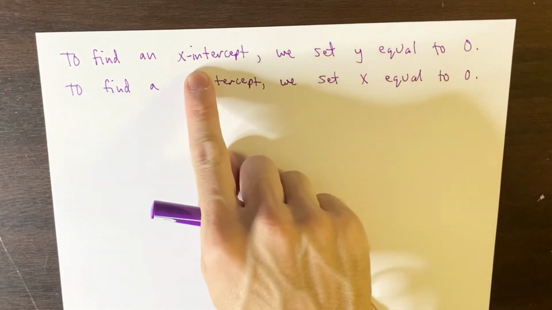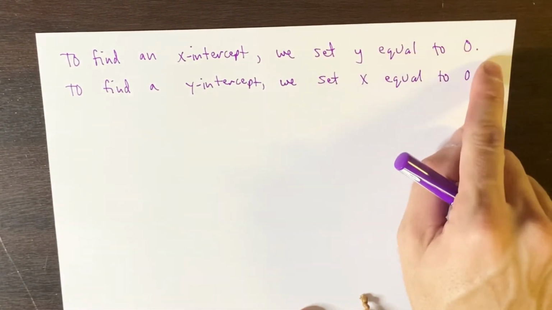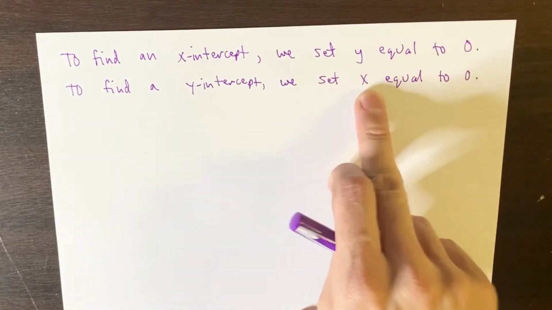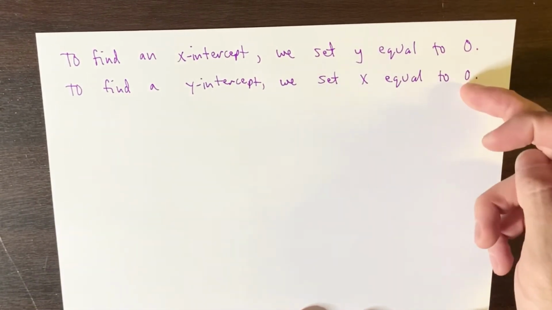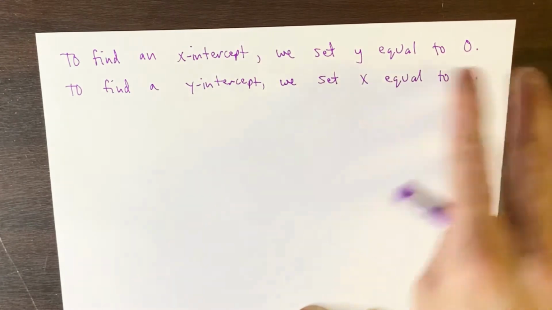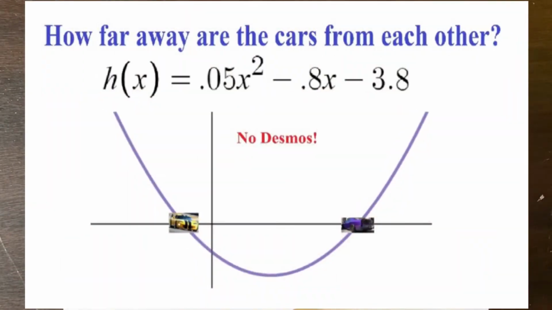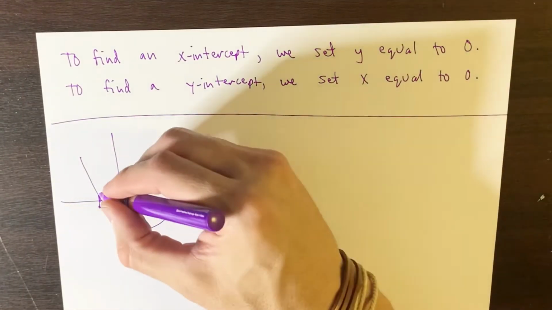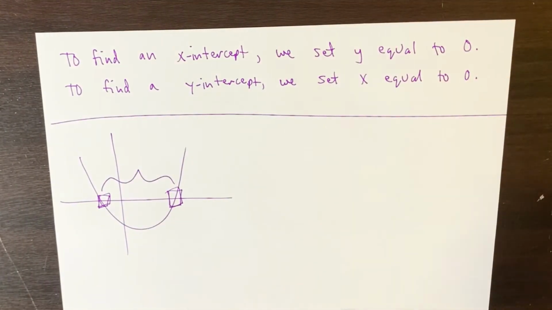To find an x-intercept, we set y equal to 0. To find a y-intercept, we set x equal to 0. Yes, so this is how this works. So let's apply this technique to the problem here. So we want to know how far away the cars are from each other. So let's just doodle this real quick, something like that. Here is one car, and here is the other car. I want to know how far away the cars are from each other.